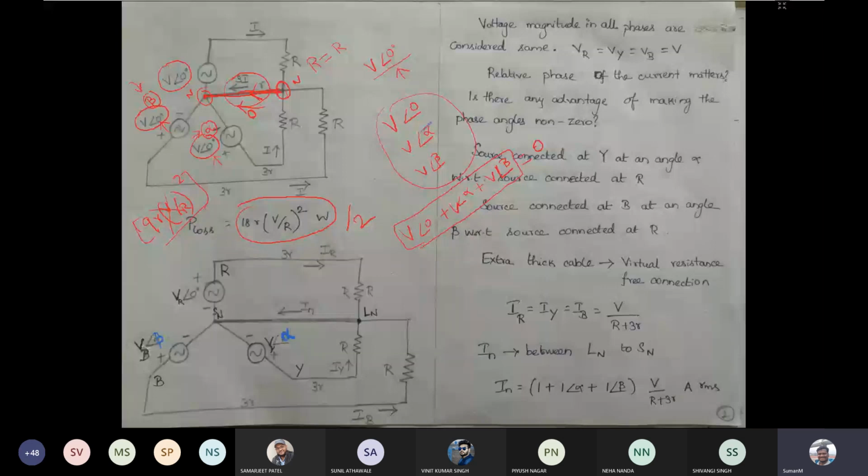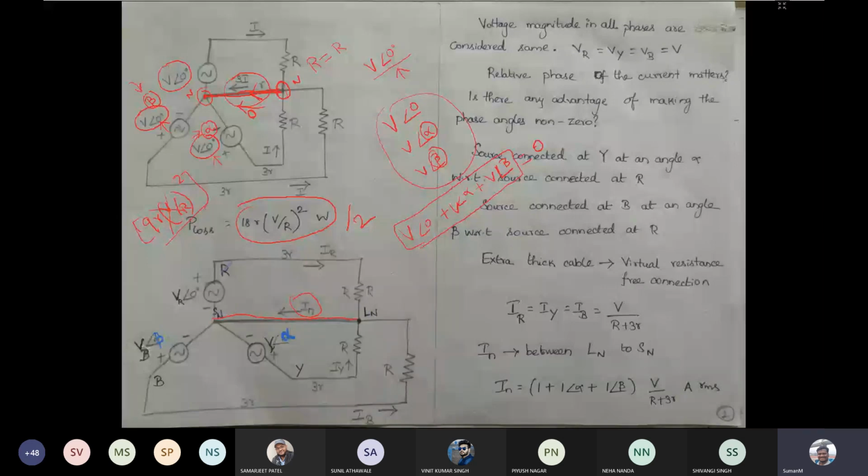So now we have to choose this angle alpha and this angle beta in such a way that the current flowing through this cable is 0. Okay, so what we are going to do is choose the value of alpha and beta. So the current flowing through this particular path is given by I neutral.